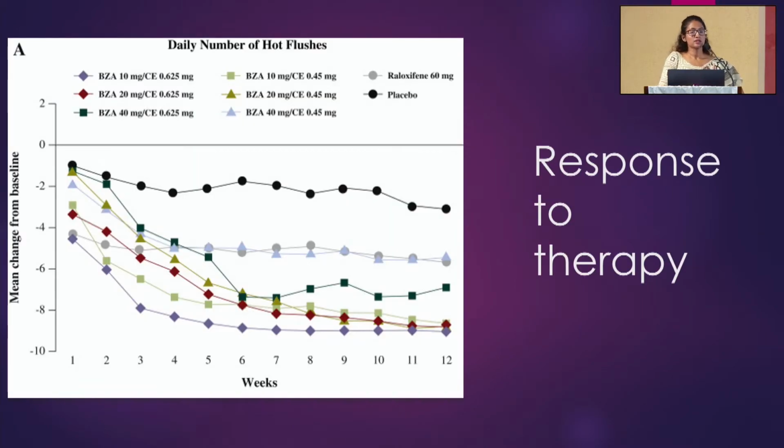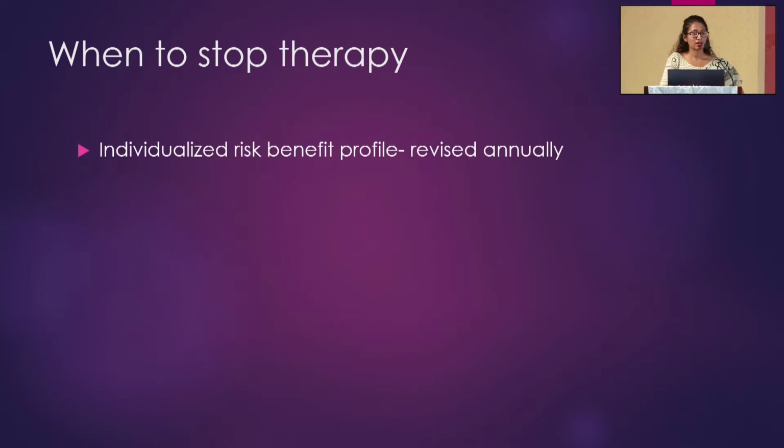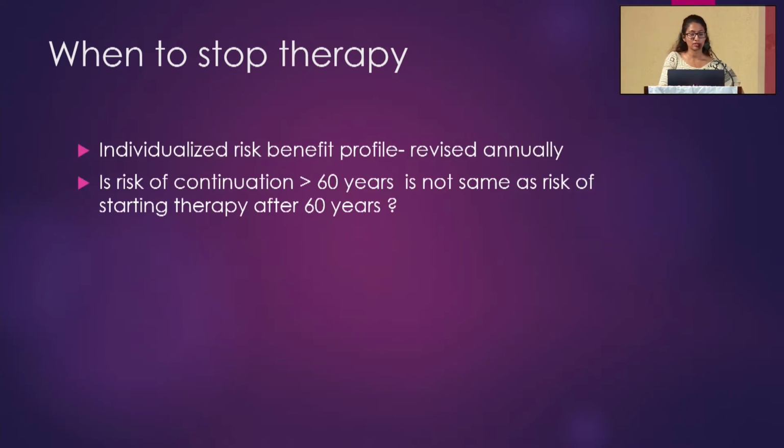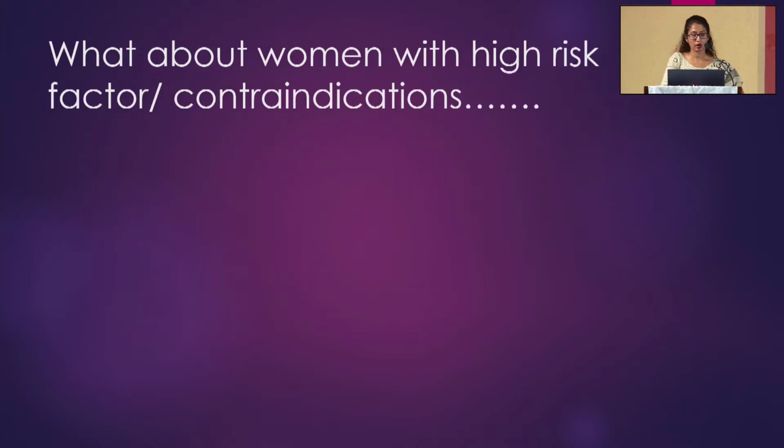So what is the response you can expect after you treat your patient with menopausal hormone therapy? At 12 weeks, there would be about a 75% reduction in frequency and severity of hot flushes. When you stop the therapy has to be individualized depending on the risk-benefit profile. Whether the risk of continuing menopausal hormone therapy beyond 60 years is the same as starting after 60 years, we don't know. The usual duration is 5 years, and in young women who have primary ovarian insufficiency or premature menopause, we can treat them until the anticipated natural menopause, which is usually 51 years in our country.